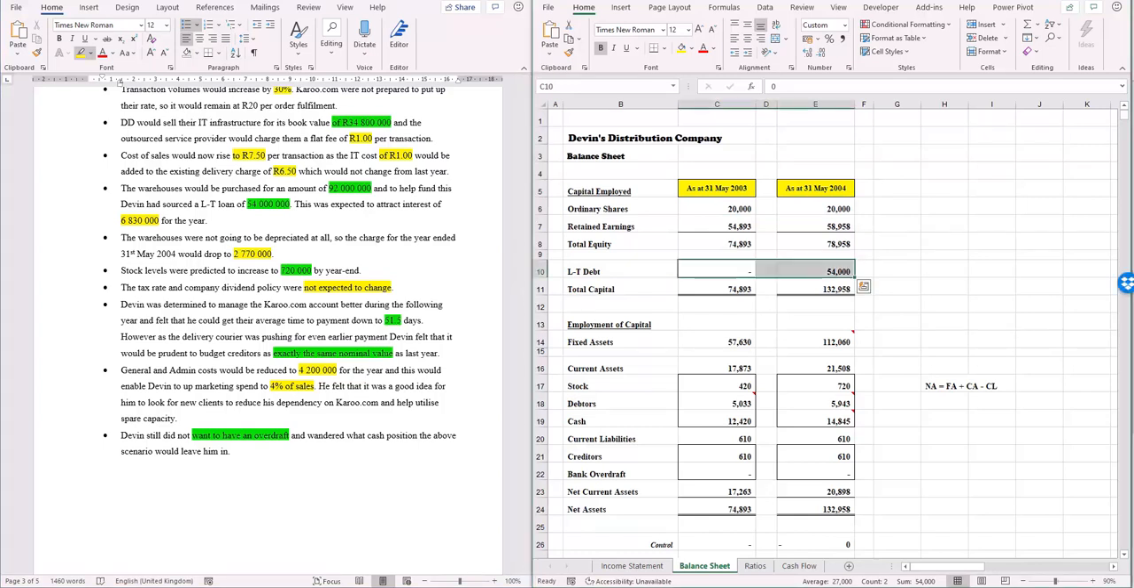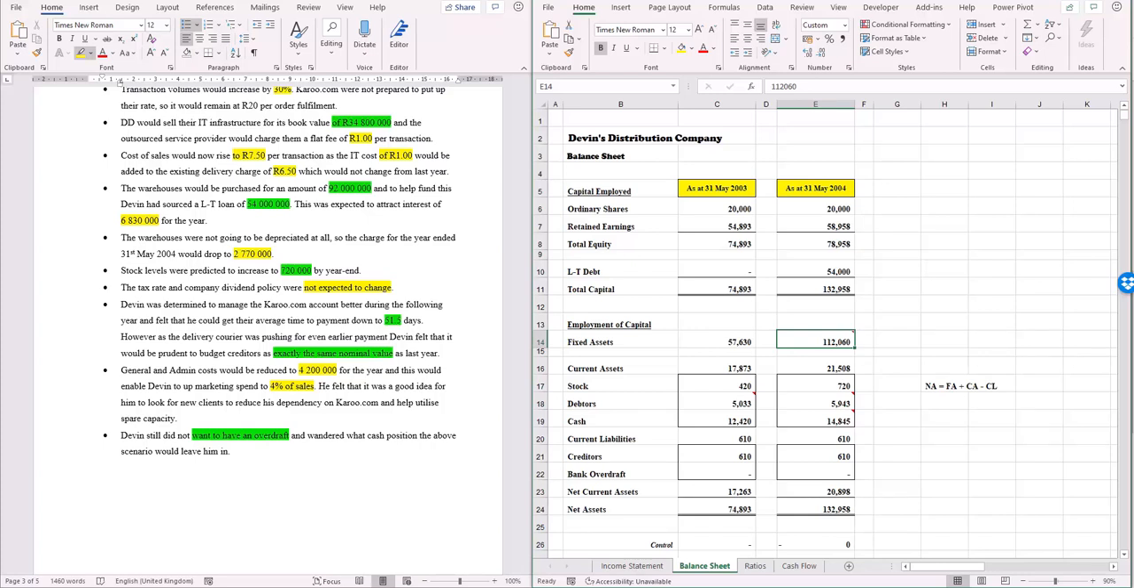Plug that in. Now we have debt plus equity. Gets you a total capital. Copy this number, plug it in down here. Let's go and calculate some fixed assets. This is a little bit of a tricky calculation. Got to think about this.